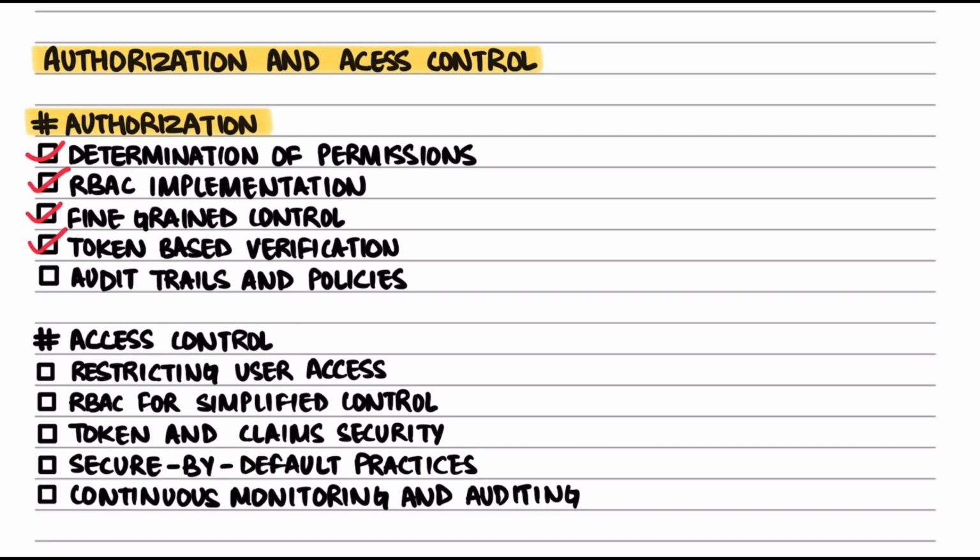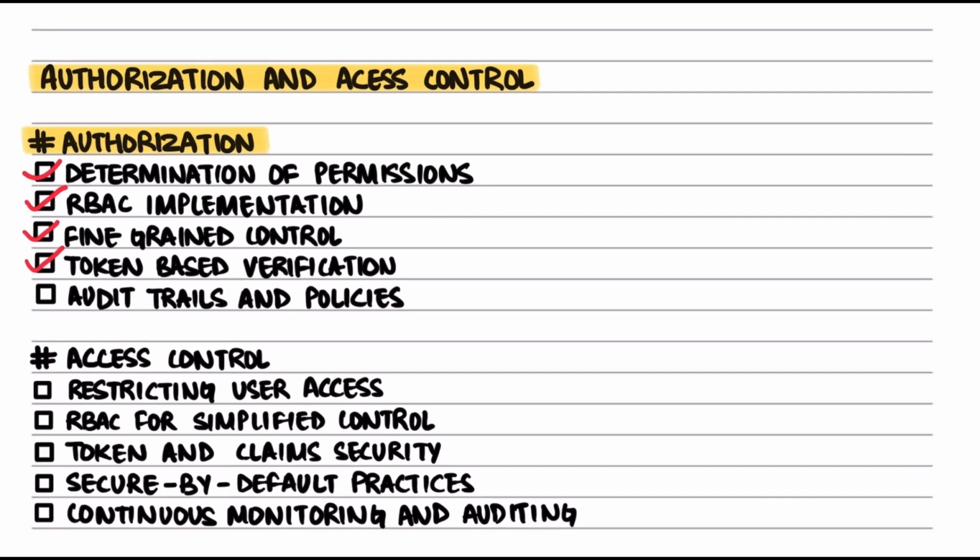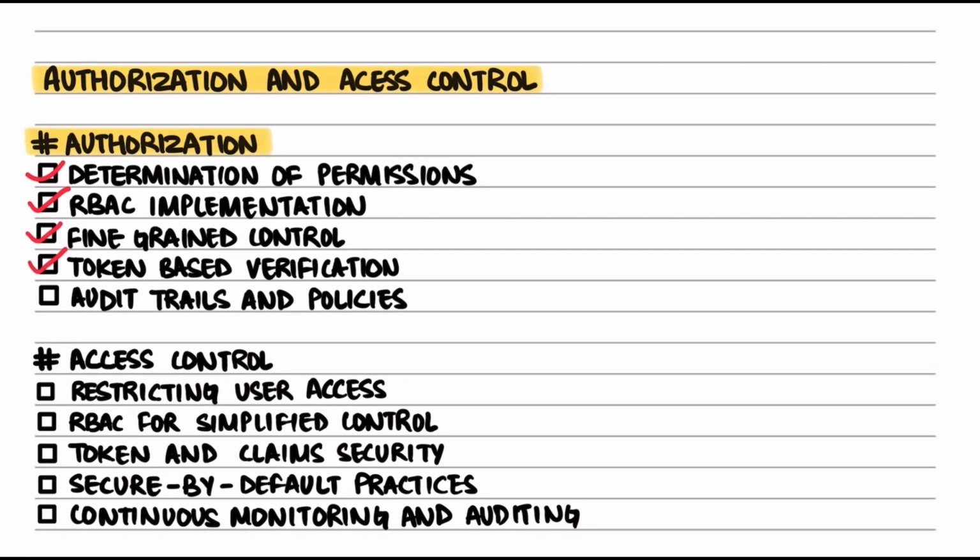Token-based verification. Tokens generated after successful authentication serve as a form of verification during the subsequent interactions. These tokens carry encoded information about the user's permissions, enhancing security and reducing the need for constant re-authentication.